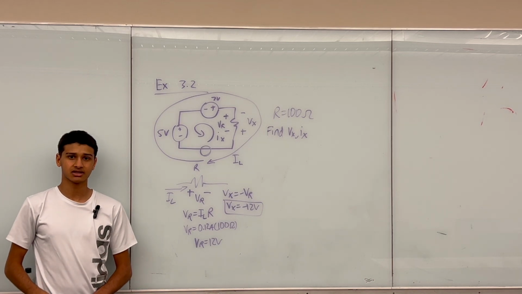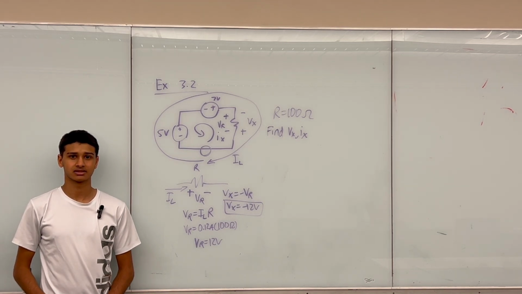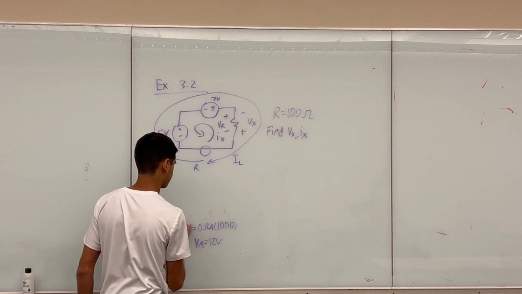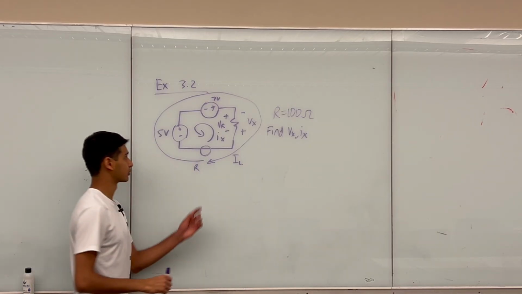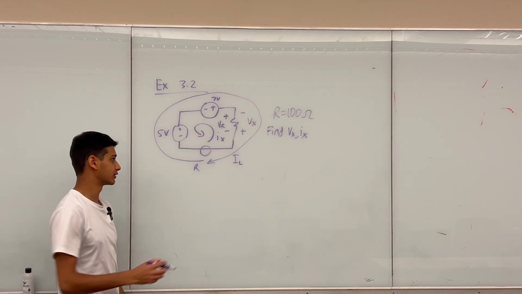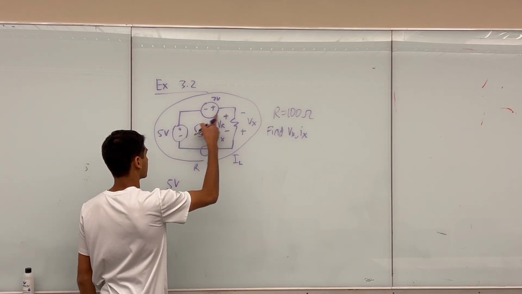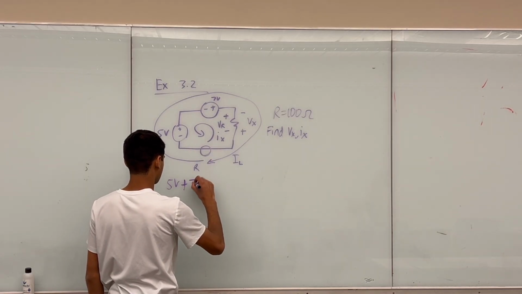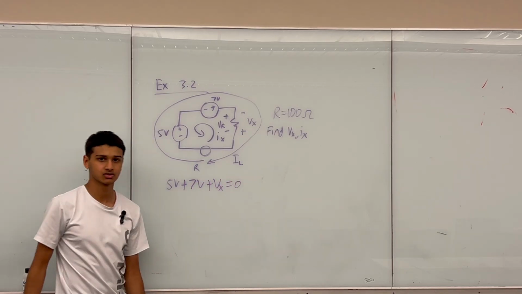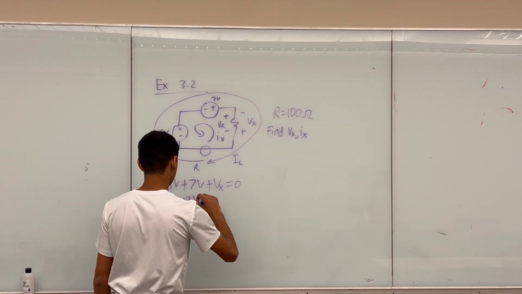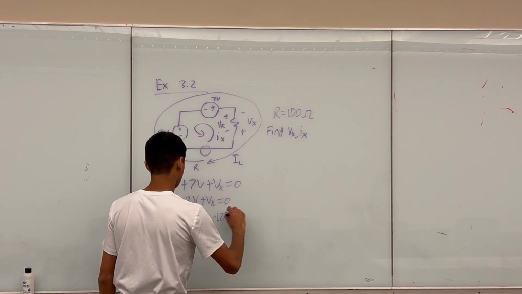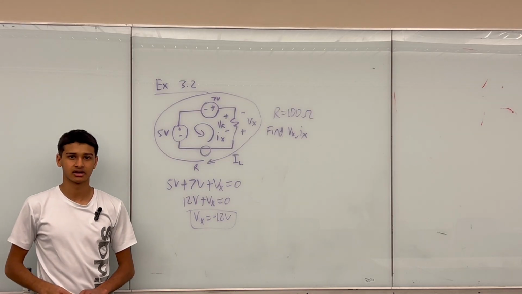Now what we can do to confirm this answer is to actually just write a loop without using the current in the loop. So I'll go ahead and do that now. If I were to write a single loop following the outer circle, I would get this. So I'm going up 5 volts, going up 7 volts, and I'm actually going up Vx volts. That equals 0. So I'm just going to solve for Vx here. 12 volts plus Vx equals 0. So Vx equals negative 12 volts. And that's the same exact answer I got previously.